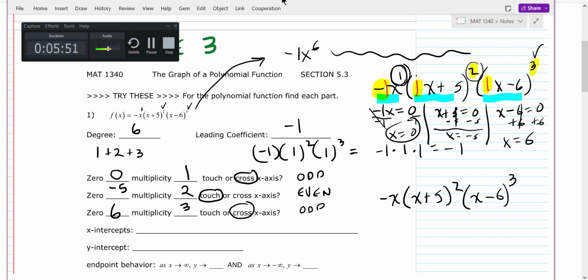Okay? Are we okay so far? I can't tell. I'll have you do the next problem here in a minute and just see how well you can put this together.